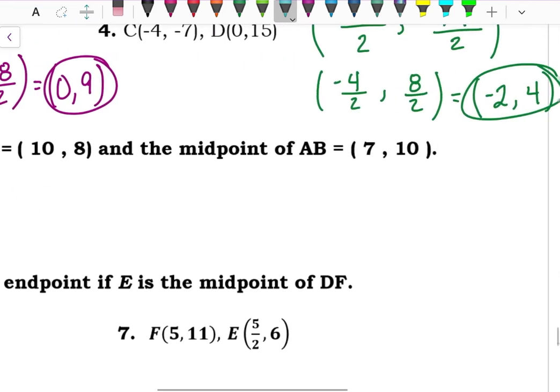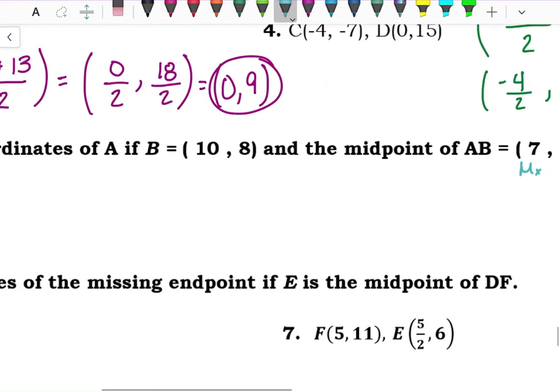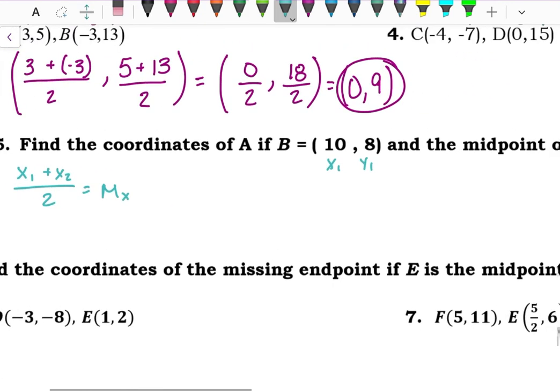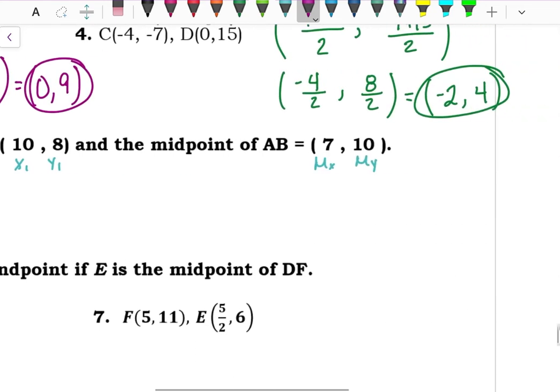So this is going to be my midpoint, m of x, and this will be m of y, and we'll deal with m of y later. And then we'll call it x1, y1, because that's the point we know. We don't know x2 and y2. We're trying to find them. So let's plug it in. First I'll plug in my x1, which is 10. Again, we don't know x2, so I'll just put it there. And that'll be equal to m of x, which is 7.